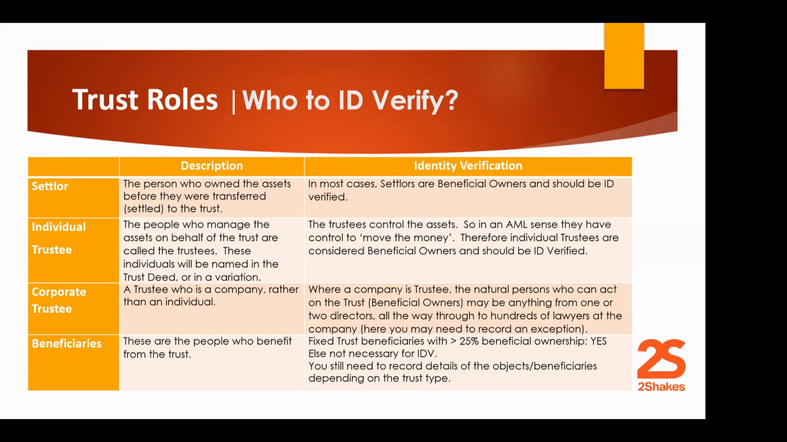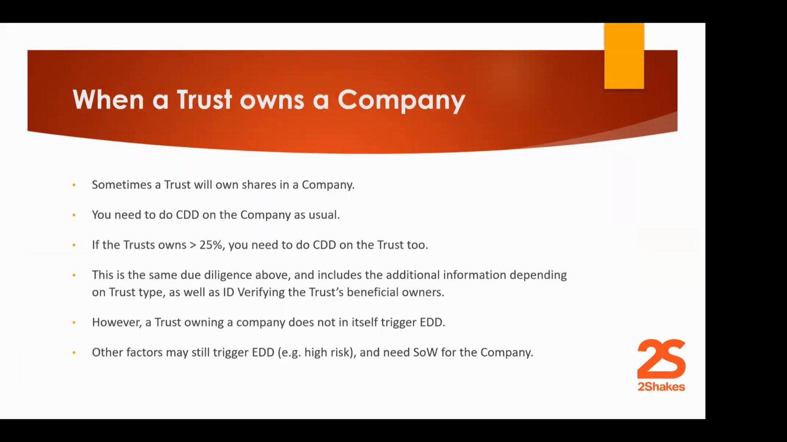Otherwise, there's information you need to get, but they won't necessarily for discretionary trusts, the beneficiaries, or charitable trusts, the beneficiaries won't normally need to be ID verified. But just remember, if it's a fixed trust and one of the beneficiaries or more has more than 25% of the fixed beneficial ownership of the trust, they meet the threshold in the legislation as a beneficial owner and they need to be ID verified.